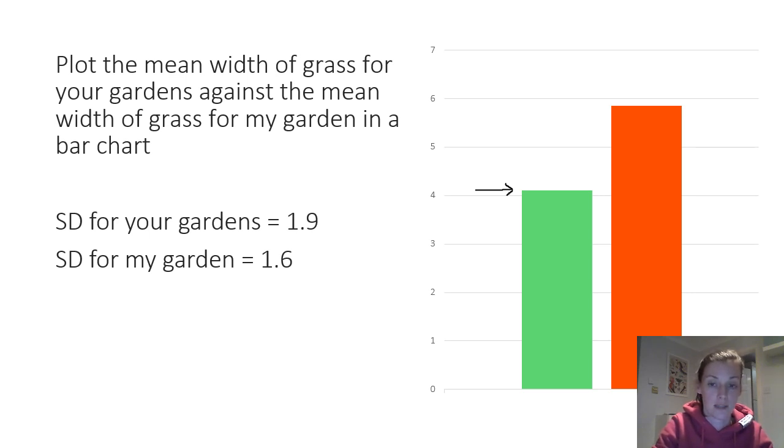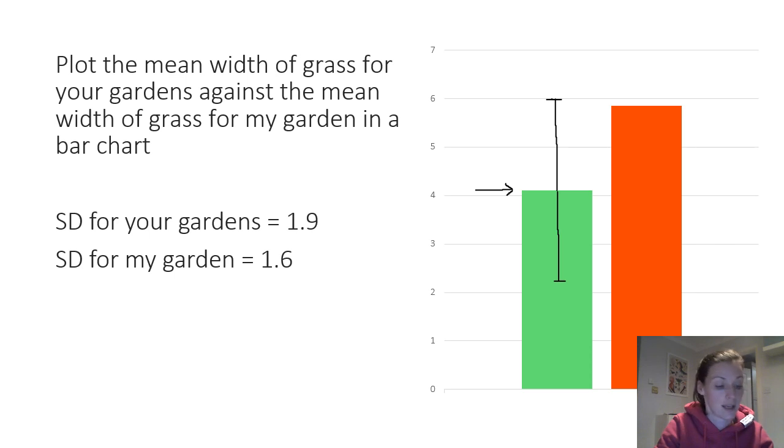So what you need to do is add your standard deviation bars onto your graph. We've got 4.1, add 1.9, which is what yours was. That takes us up to 6. And then we have to go the opposite way as well, so take it down by 1.9, about there, 2.2. So there's a big range. I told you previously that there's a big spread about the average.